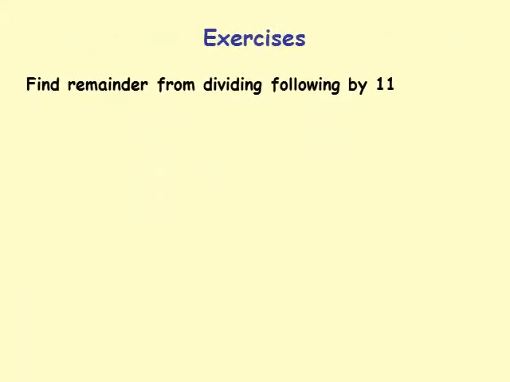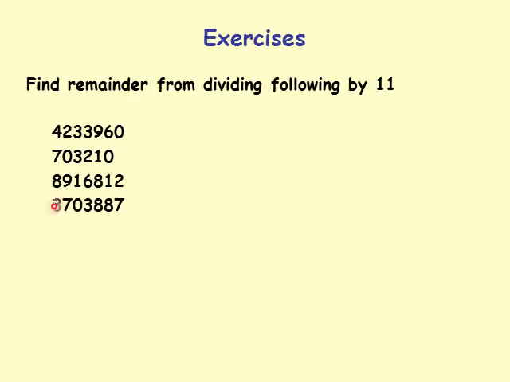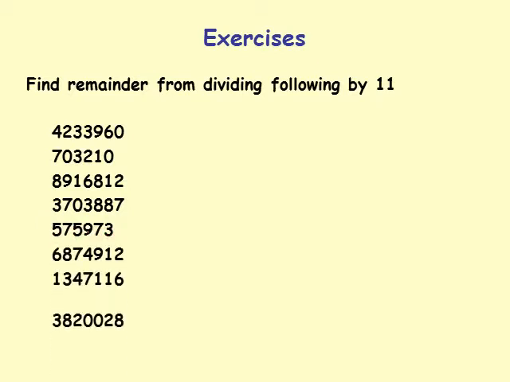Now let's find the remainder from dividing the following by 11. First number 4233960. Next, 703210. Next number is 8916812. Next number is 3703887. Next number is 575973, and some more.